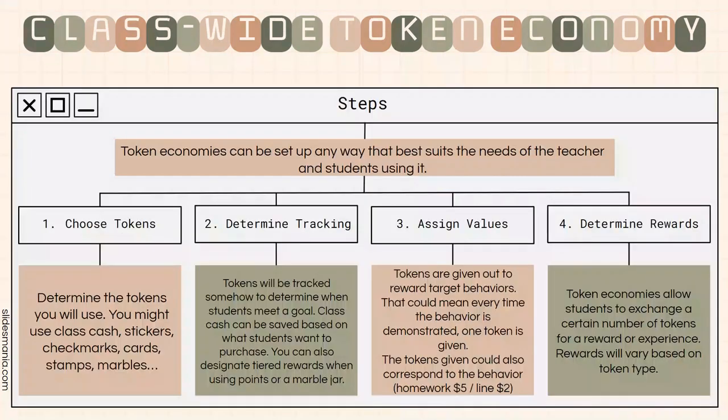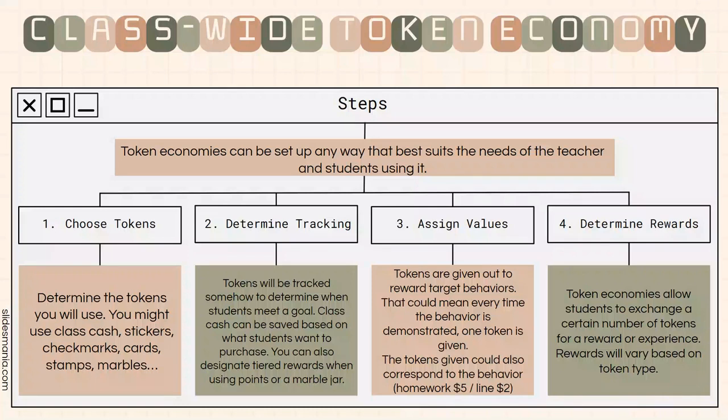The steps for establishing classroom-wide token economies include choosing your tokens. Determine the tokens that you will use. You might use class cash, stickers, check marks, cards, stamps, marbles, fuzzballs, or any other token that you like using. Determine the tracking. The tokens will be tracked somehow to determine when the students meet a goal. Class cash can be saved based on what the students want to purchase. You can also designate tiered rewards when using points or a marble jar.